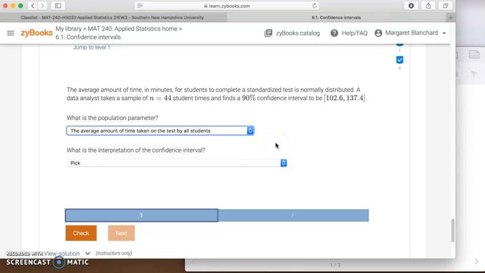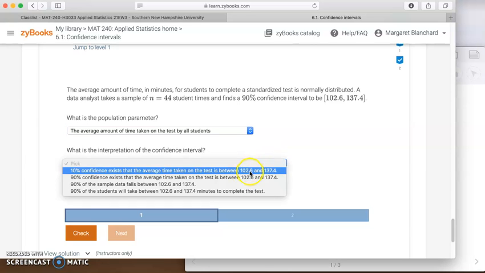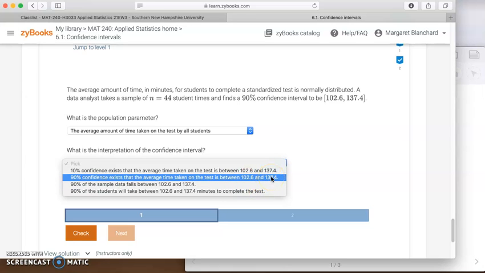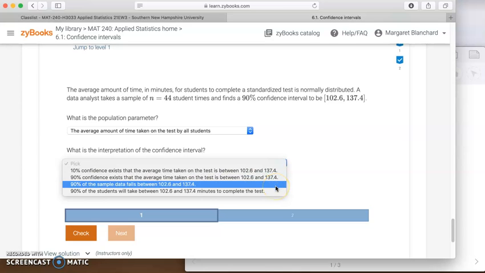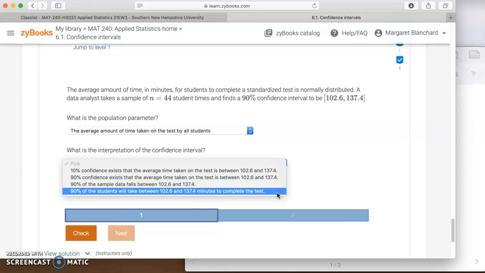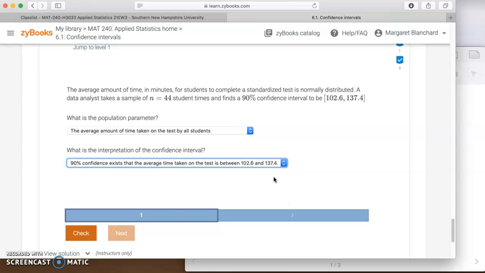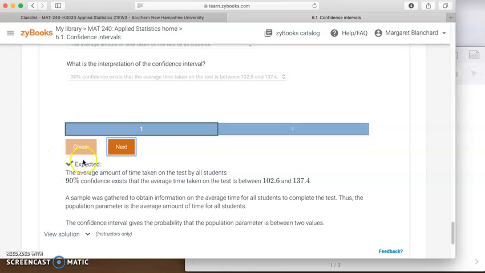What is the interpretation of the confidence interval? We already know it's not 10, so we're going to be looking at one of these 90% options. 90% confidence exists that the average time taken on the test is between 102.6 and 137.4. 90% of the sample data falls between that interval? We don't care about the sample data. We're making an estimate about the population. 90% of the students will take between 102.6 and 137.4 minutes to complete the test? Well, we don't know that. So we're going to say that 90% confidence exists that the average time taken on the test is between those values. We're saying that we are 90% confident. Check. Nice little green check mark.